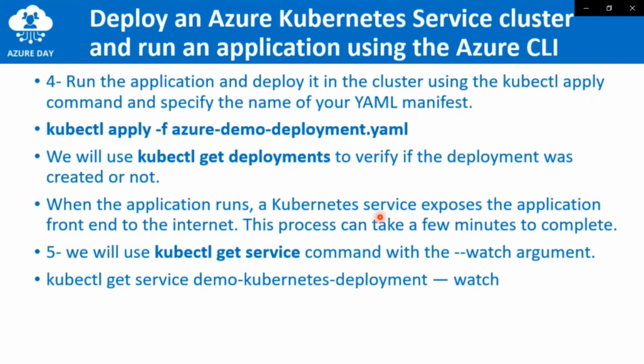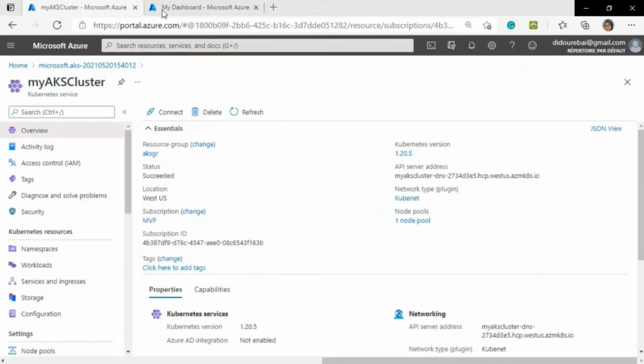When the application runs, a Kubernetes service exposes your application frontend. In our case, we don't have a frontend application, it's only a web service. But if you have many services and a web application, this process can take a few minutes to complete. And in the end, we will use the kubectl get service command line using the watch argument, if we have a web application, not an API, not the service.